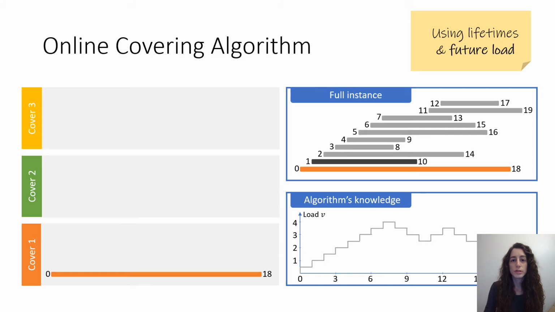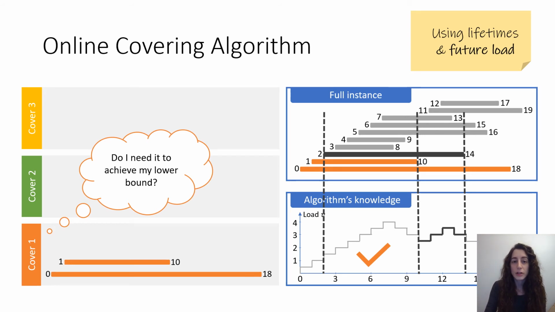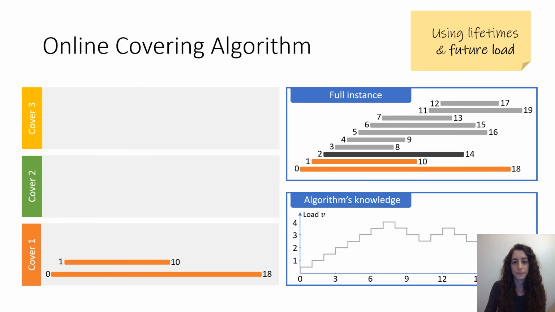A similar process is followed for the second interval, and cover 1 accepts that interval as well. Things are different when the third interval arrives at time t equals 2. The first cover looks at it first. Between times 2 and 10, the lower bound of 1 has already been reached, so there is no incentive to receive more intervals. Between times 10 and 14, the algorithm sees that it expects to receive a lot more load, so no need to keep this interval for now. Cover 1 rejects the interval.